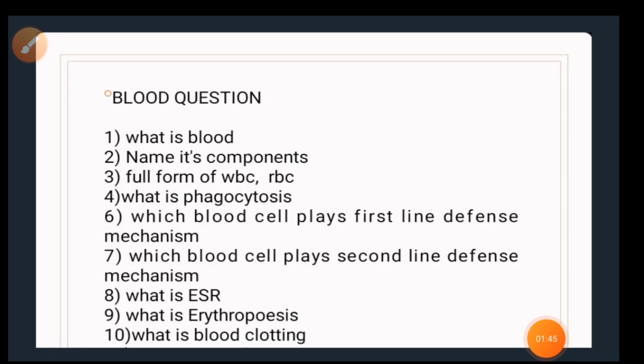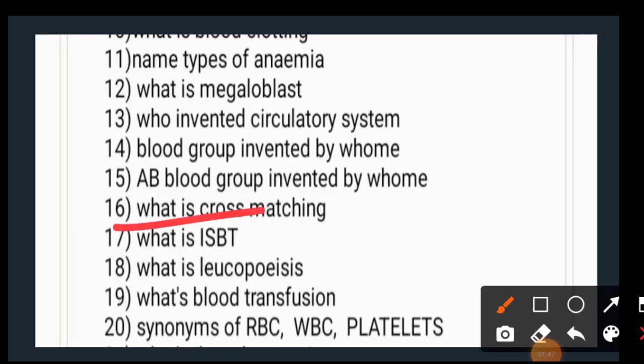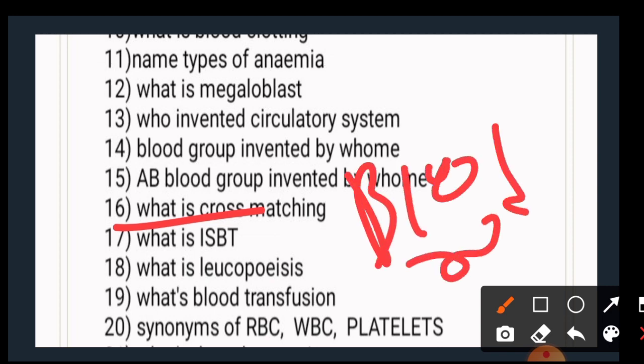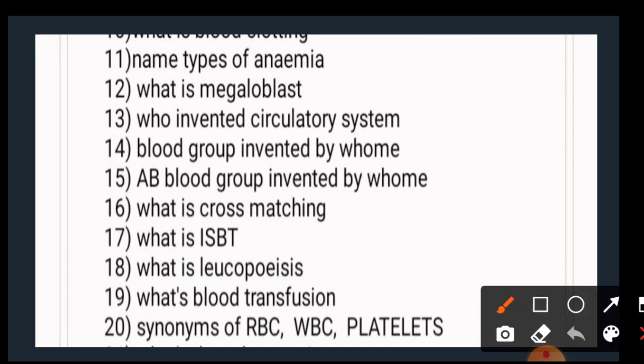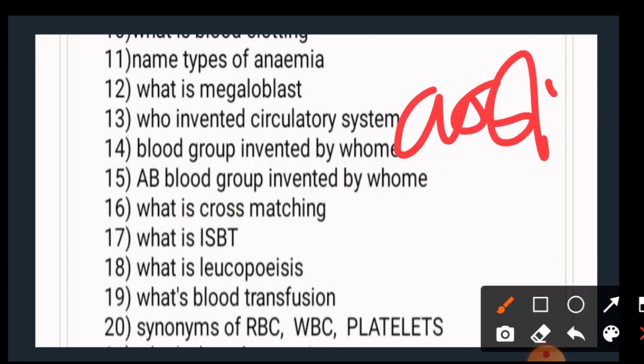Next is, what is cross matching? Cross matching is when we take a sample of the blood donor and the blood acceptor, and observe in a test tube whether agglutination occurs or not. Some sample of the blood donor and some sample of the blood acceptor are collected in a test tube and observed for agglutination. If agglutination occurs, no blood transfusion is done between this acceptor and blood donor.